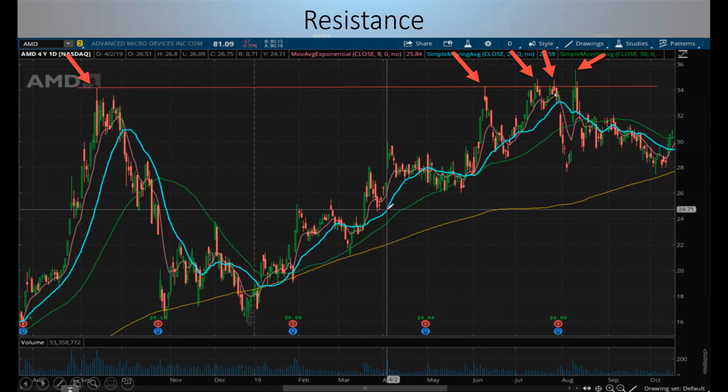You can enter here at the bottom, as this is coming up, or you could wait for confirmation that this 34 level is gone. You can either put your stop beneath 34 or beneath this 20-day moving average, and now you have levels of how you want to trade. Does that make sense to everybody?